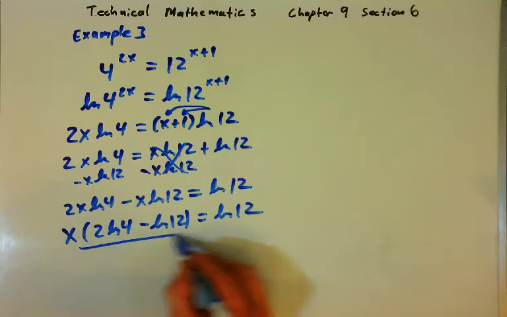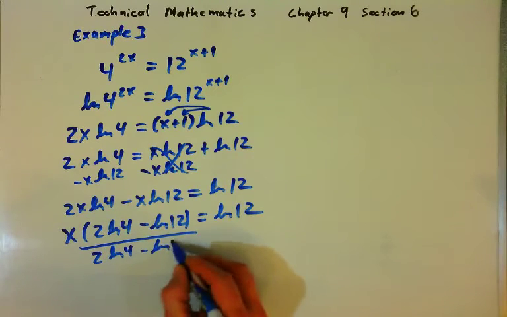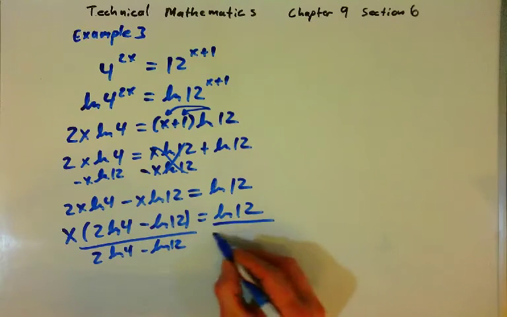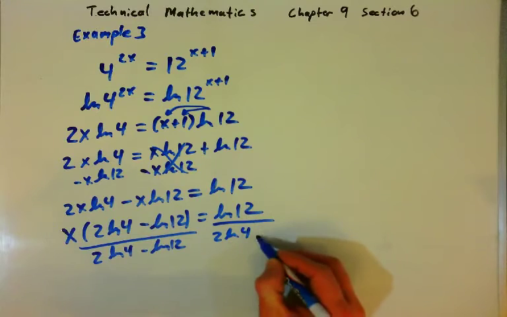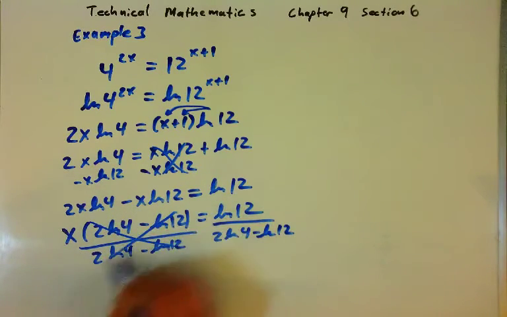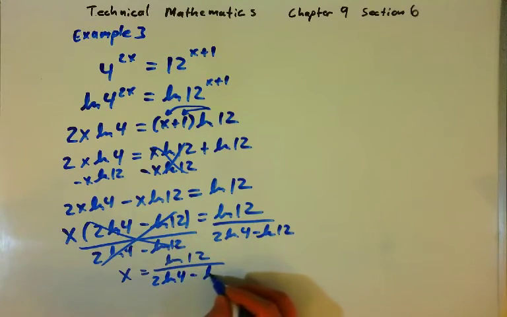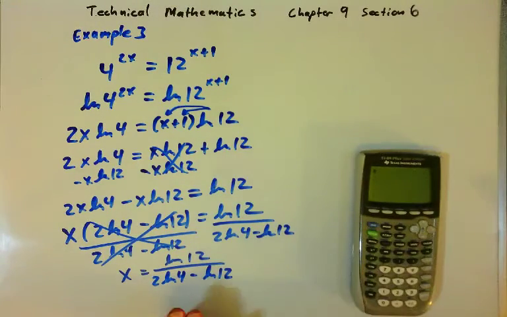I can solve for x now by dividing by everything in parentheses. 2 ln 4 minus ln 12. Same thing over here. Divide by 2 ln 4 minus ln 12. All of this cancels, and we get x is equal to the natural logarithm of 12 divided by 2 times the natural logarithm of 4 minus the natural logarithm of 12. And so we can plug this into our calculator now.